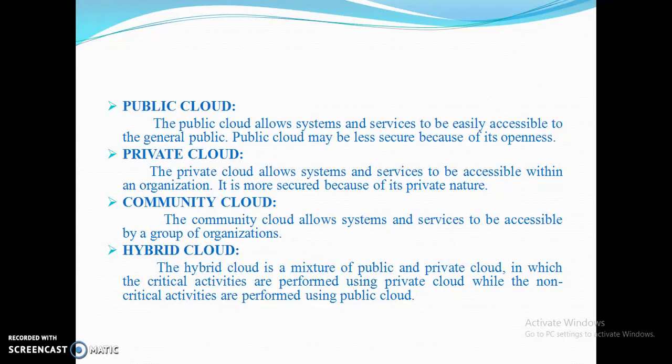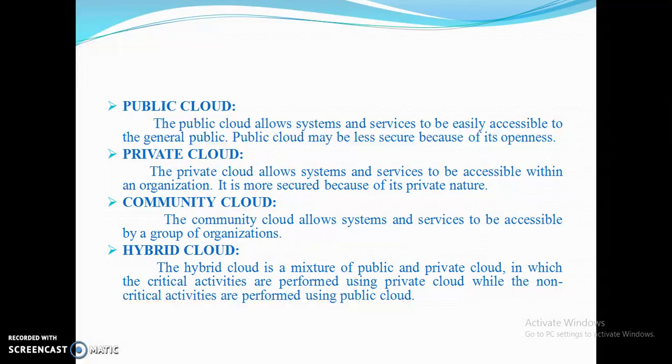Now, what is public cloud? The public cloud allows systems and services to be easily accessible to the general public. Public cloud may be less secure because of its openness. Private cloud. The private cloud allows systems and services to be accessible within an organization. It is more secure because of its private nature.